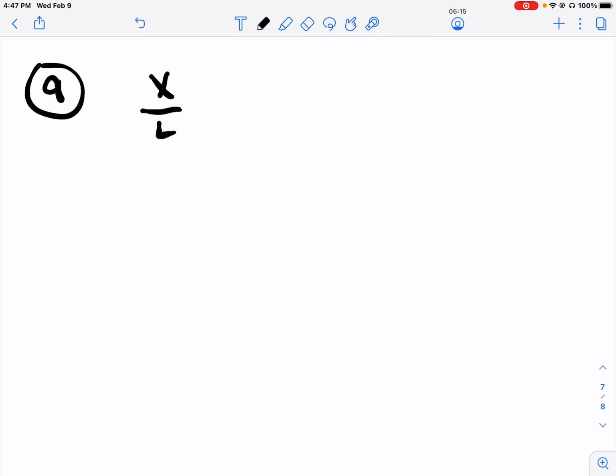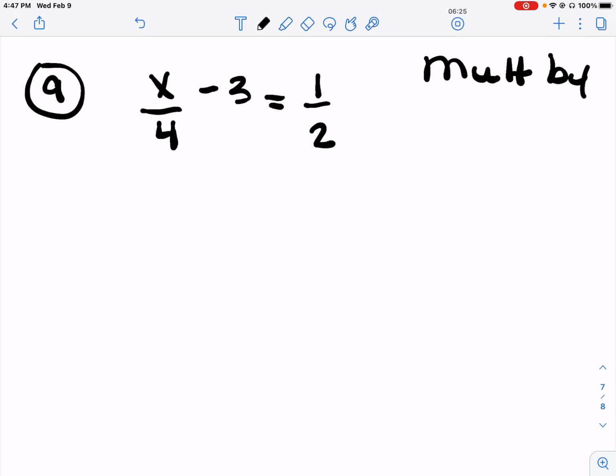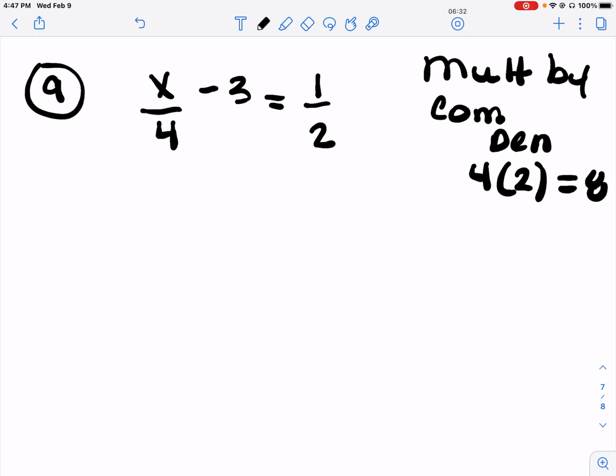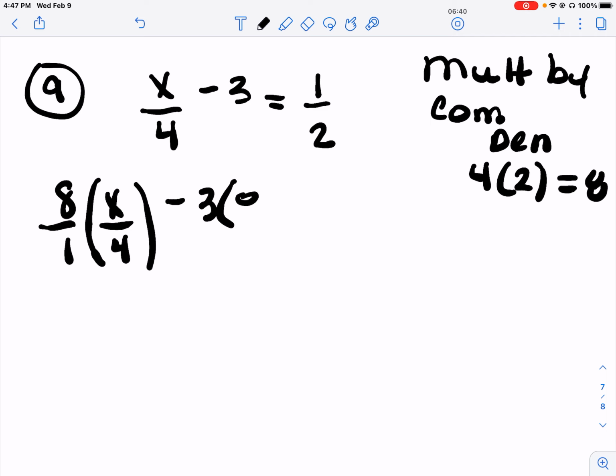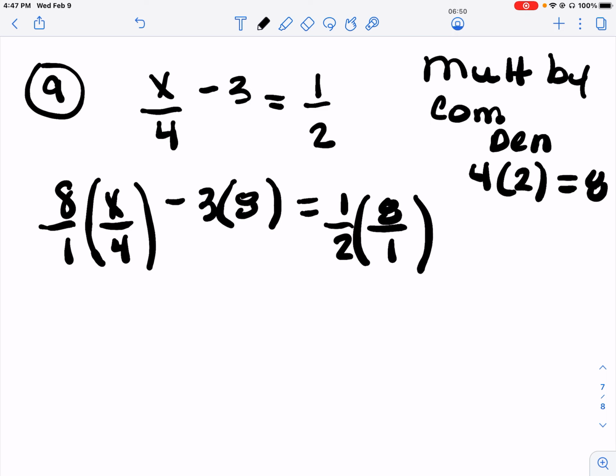All right, one with the fraction. We're going to multiply by the common denominator. 4 times 2 is 8. So I'm going to put 8 over 1 times x over 4. 3 can just get 8 because it's not a fraction. I'm going to do 8 over 1 here because 1/2 is a fraction.